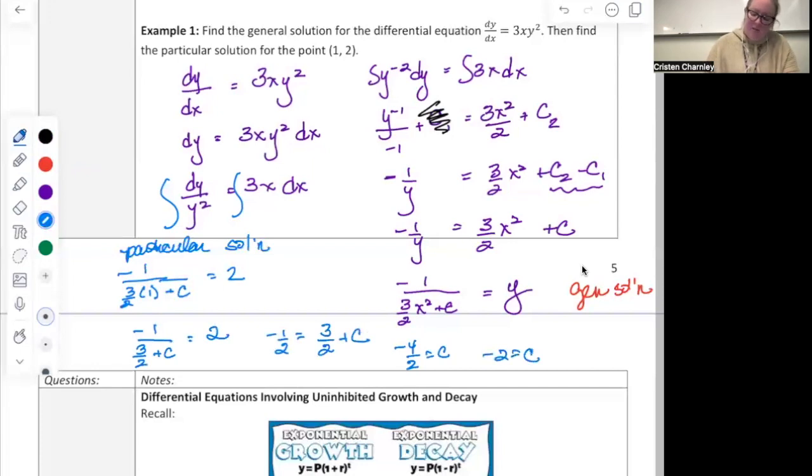Sorry, I'm out of space here. So again, negative 2 is not my answer, but rewriting the equation with that c in there, that is my final answer. So this one's your particular solution.